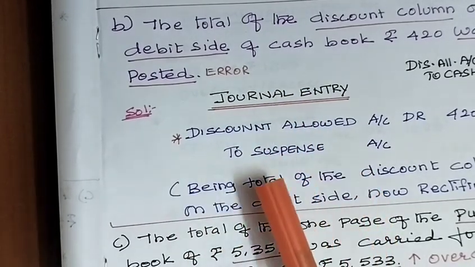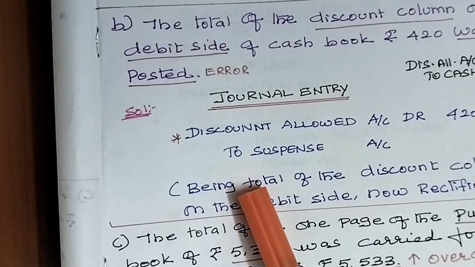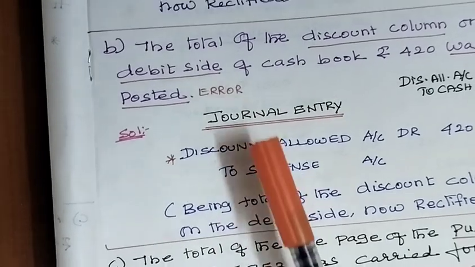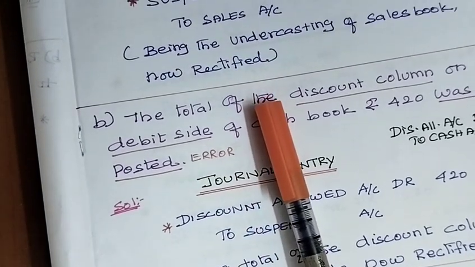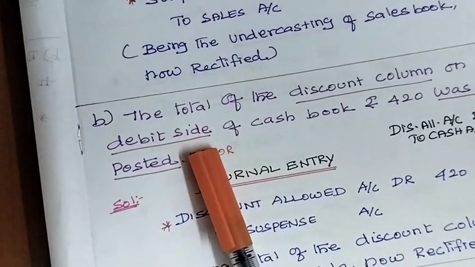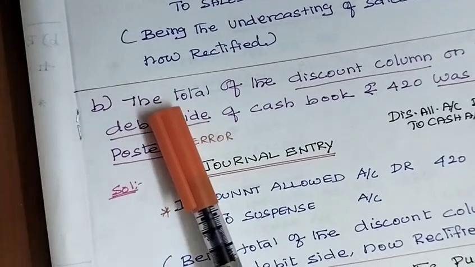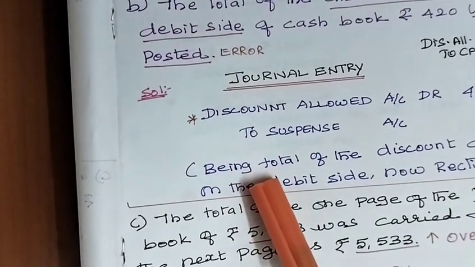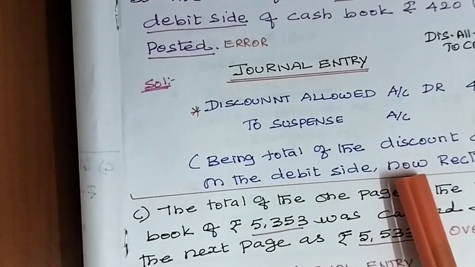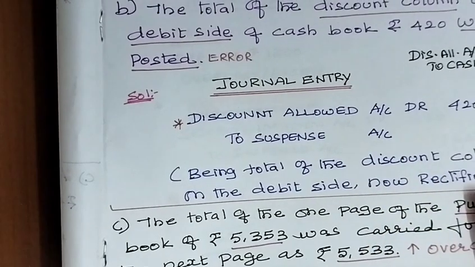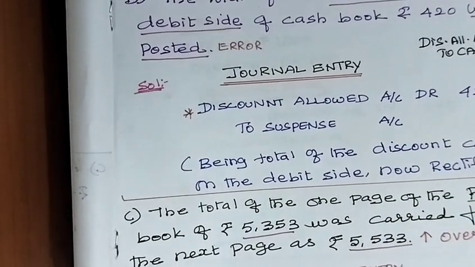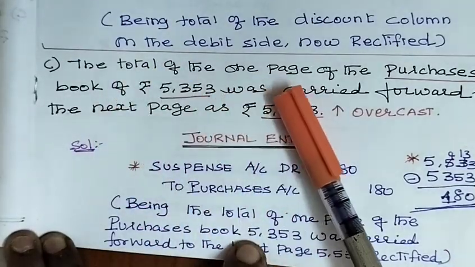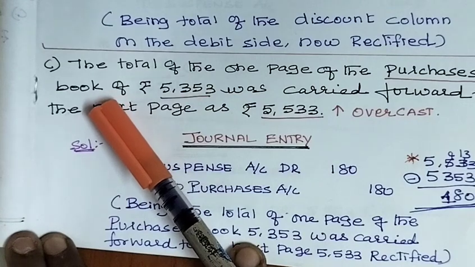The narration you can write in your own words. If you don't know how to write it, just copy the narration from the transaction, from the question, and finally add "now rectified". Then the next transaction is the total of one page of the purchases book.